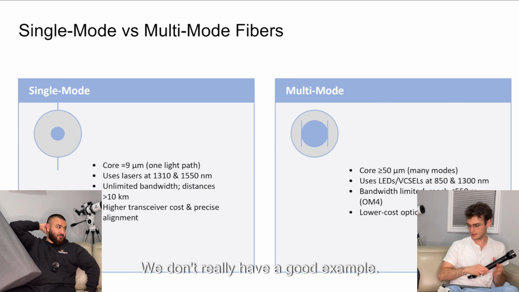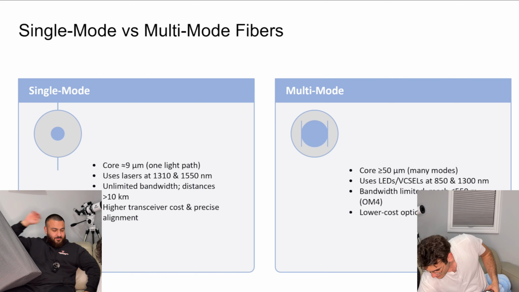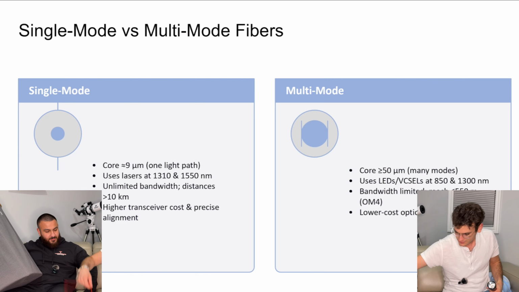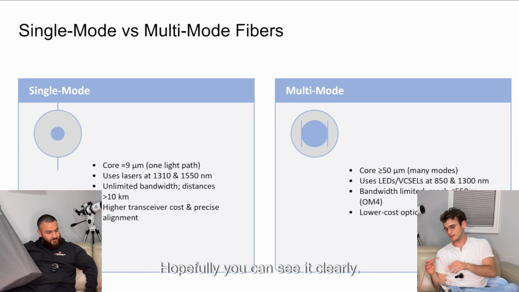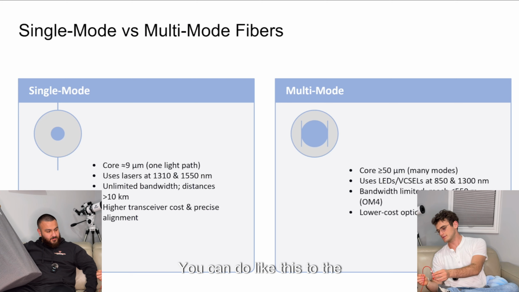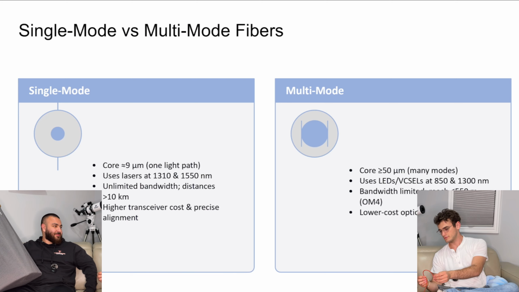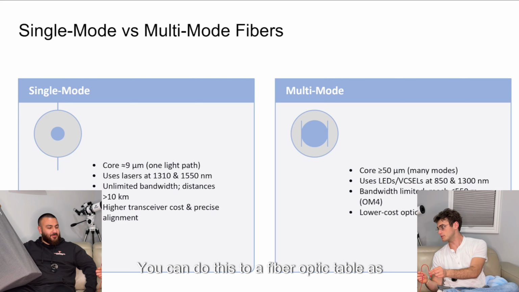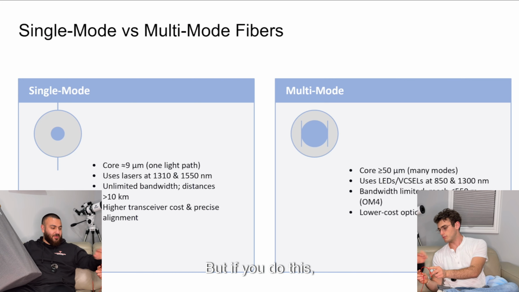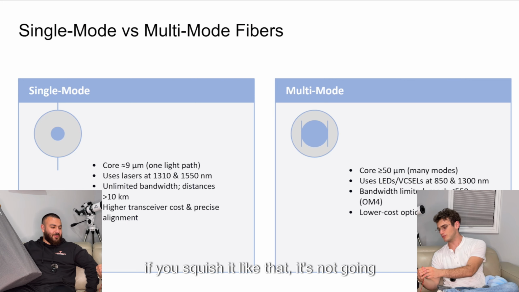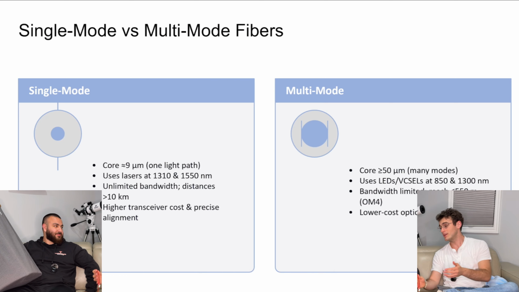We don't really have a good example. We do indeed have this wire. Hopefully, you can see it clearly. You can do this to a fiber optic cable as well. But if you squish it like that, it's not going to go well, for a typical one, like for your Wi-Fi.